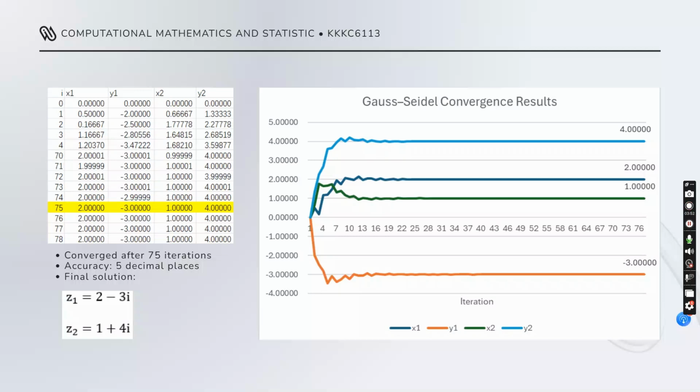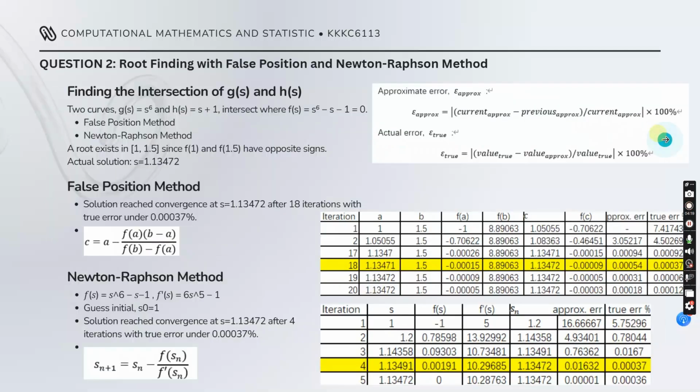By approximately the 75th iteration, the values remain essentially unchanged at 5 decimal places, showing that convergence has been achieved. The final values are x1 equal to 2, y1 equal to -3, x2 equal to 1, y2 equal to 4. This confirms that the Gauss-Seidel method successfully solved the system of equations. The Excel implementation also demonstrates how iterative numerical methods gradually approach the exact solution rather than obtaining it in a single step. Next, I will discuss question 2.